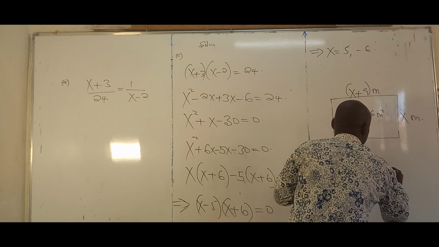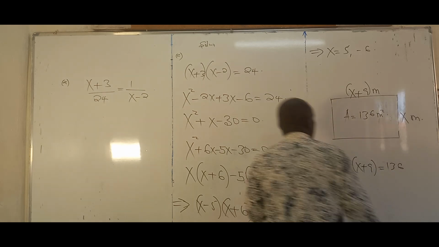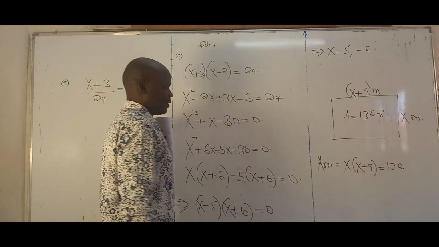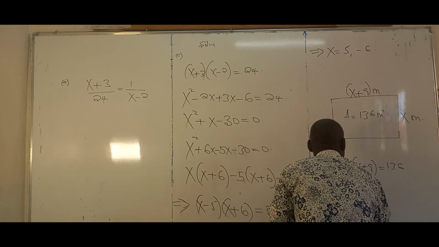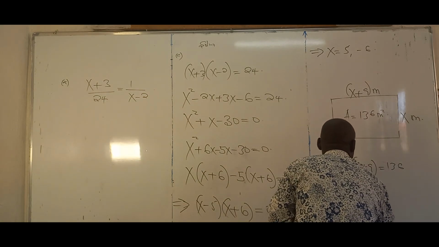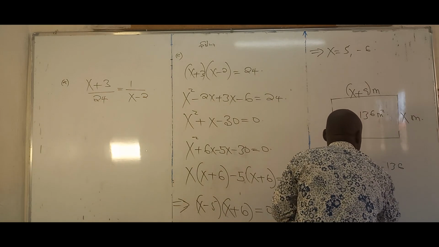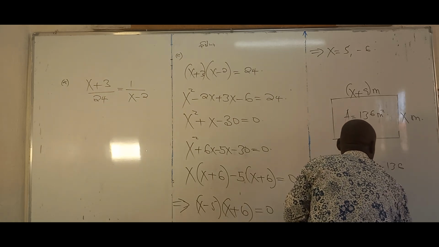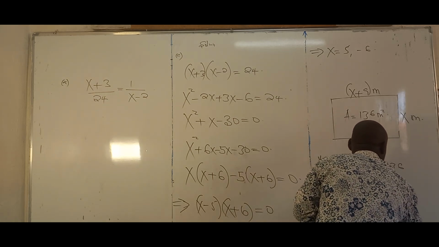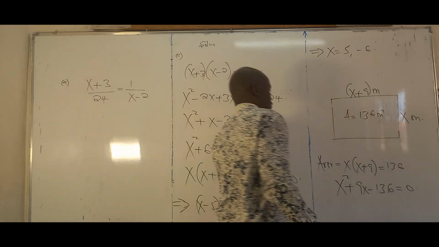And we are told that it is equal to 136. So I open the bracket and I realize that I have x squared plus 9x, x squared plus 9x minus 136 is equal to 0.